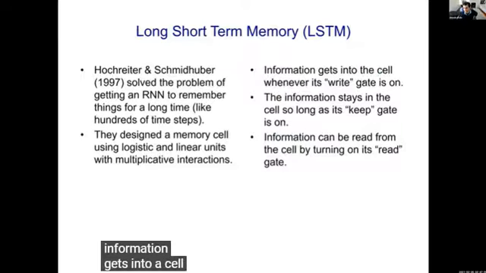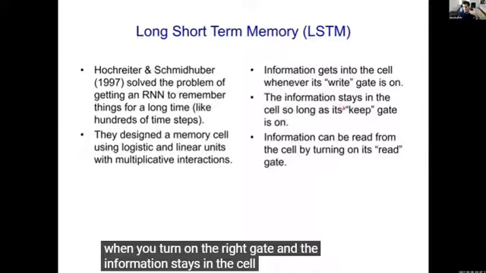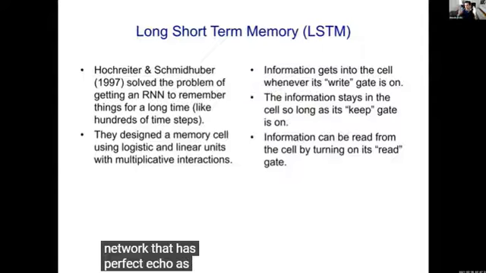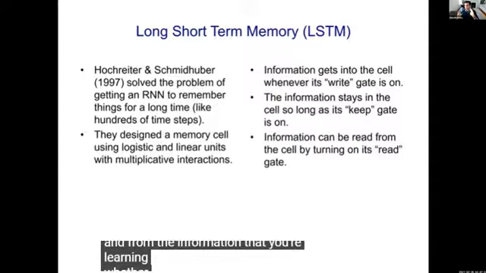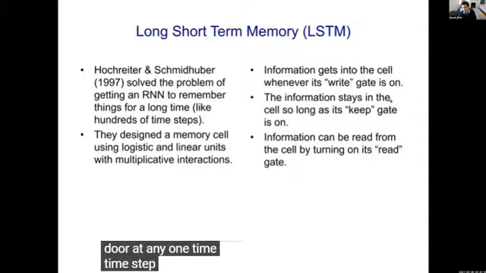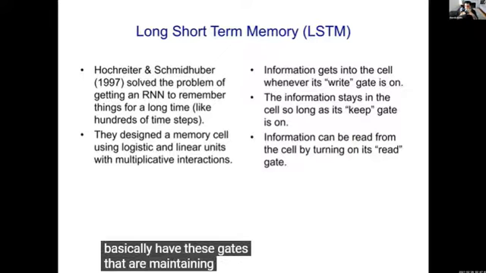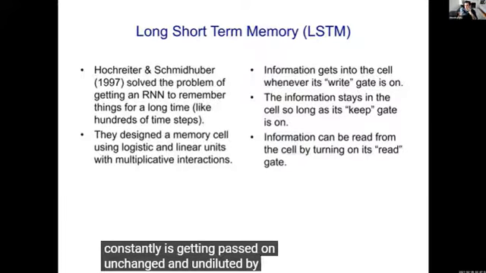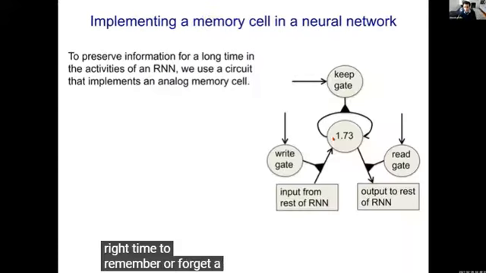The way to think about that is that information gets into a cell whenever you turn on the write gate, and the information stays in the cell. It's like an echo network that has perfect echo as long as you shut the doors. And you can decide, from the network and from the information that you're learning, whether to shut the door or open the door at any one time step. So the information stays in the cell as long as the keep gate is on, and the information is read from the cell as long as the read gate is on. You have these gates that are maintaining that echo chamber. The information is getting repeated constantly, passed on unchanged and undiluted by any kind of weight decay. And the network decides when is the right time to remember or forget a piece of information.